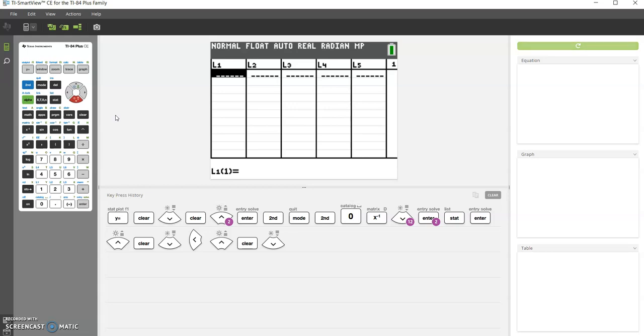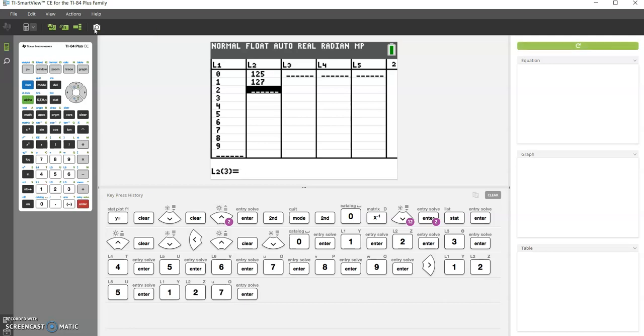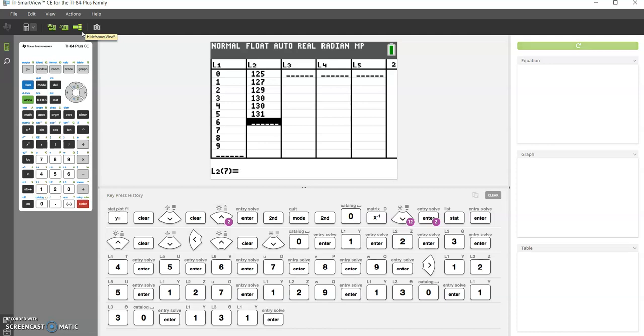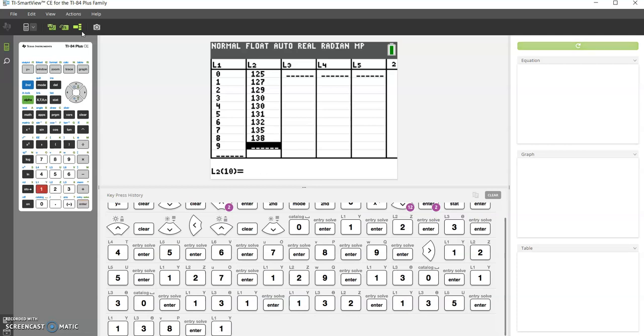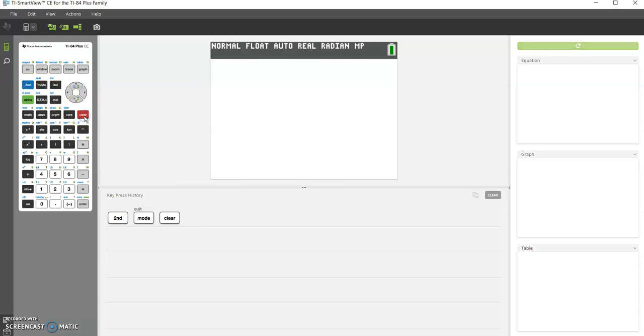Okay, so now in L1 I'm putting in 0 through 9. And then I'm going to L2, I'm typing in the number of tax returns. We'll just know that these are in millions. We won't need to put all those zeros behind it. Okay, so now I've got that in. I'm just going to hit clear now just to get rid of all that stuff down there. All right, so now I'm just going to hit second mode just to clear out of there. I'll clear this off as well.